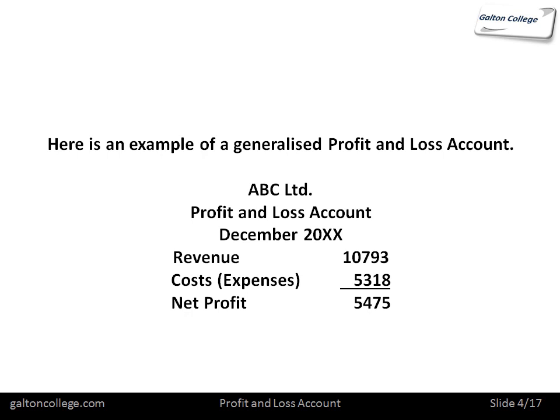Very simple profit and loss account. We have revenue of 10,793 and costs of 5,318, and subtract one from the other and you get the net profit, 5,475. So very straightforward exercise. Take away cost from revenue. It is a profit and loss account after all, so that's what it would suggest.